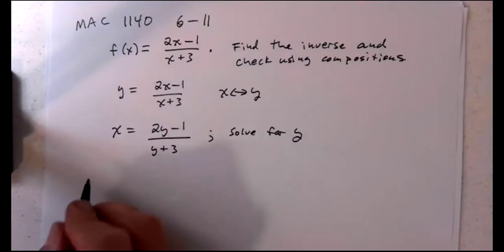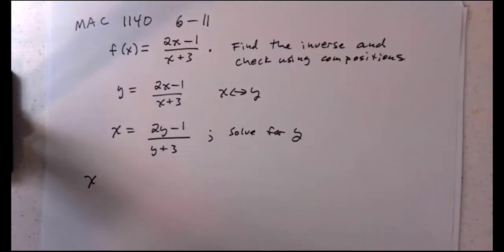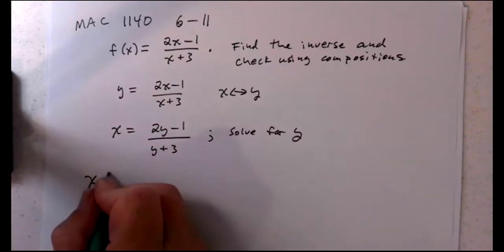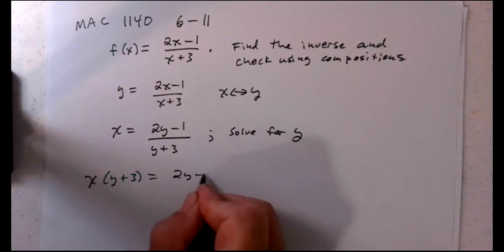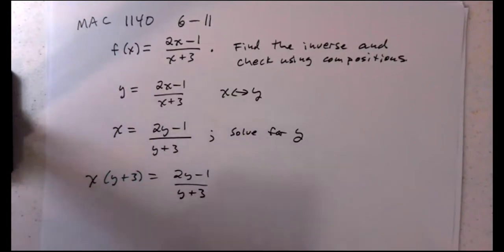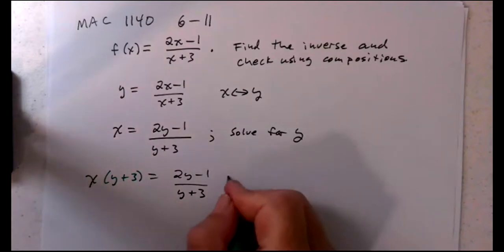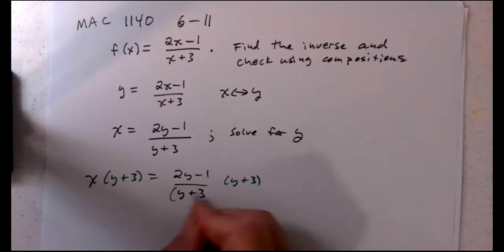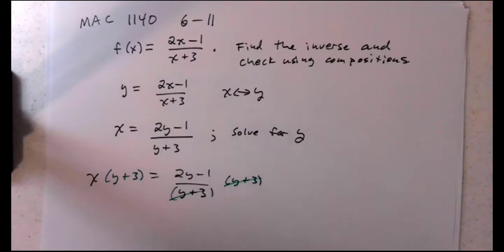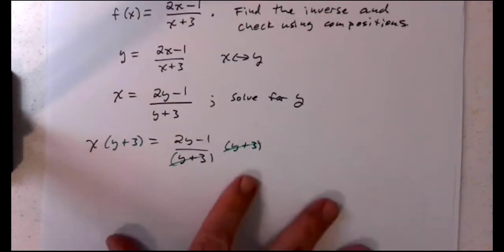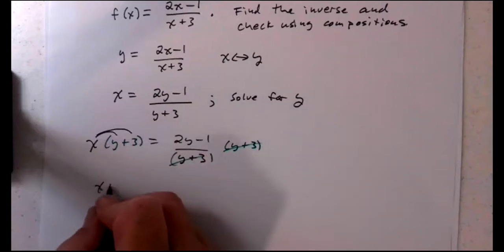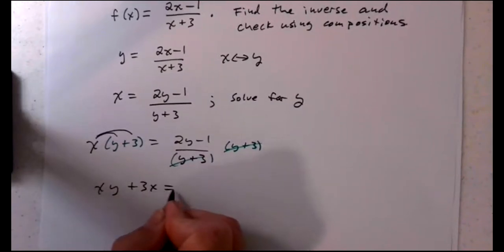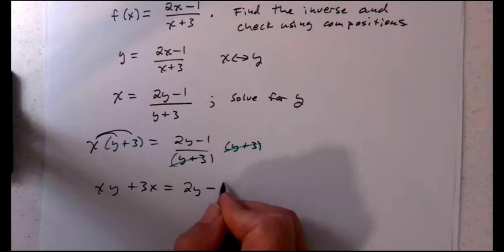So I'm going to multiply both sides by y plus 3. So x times y plus 3 here. Over here, 2y minus 1 over y plus 3 multiplied by y plus 3. And you will notice on the right-hand side, the y plus 3's divide out. So now what do we have? We have xy plus 3x on the left side. On the right side, we have 2y minus 1.